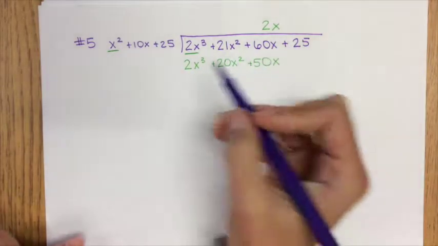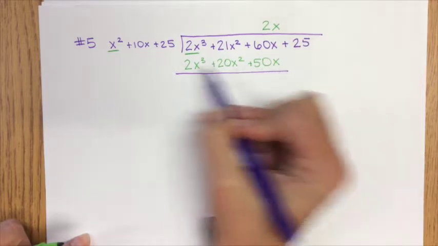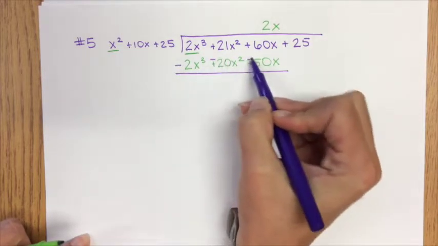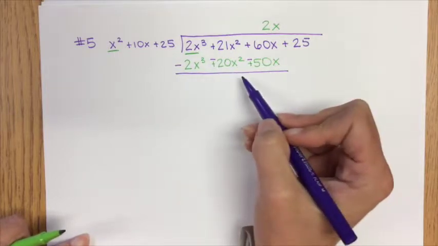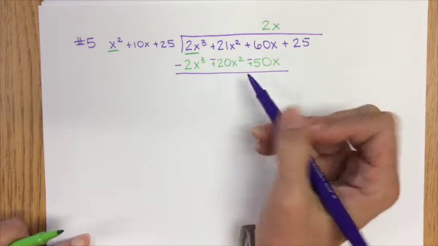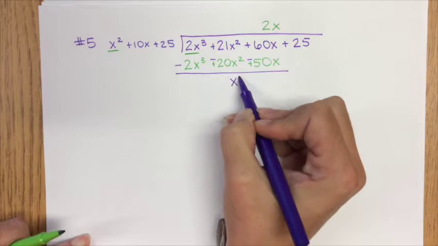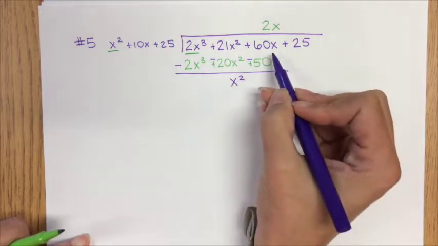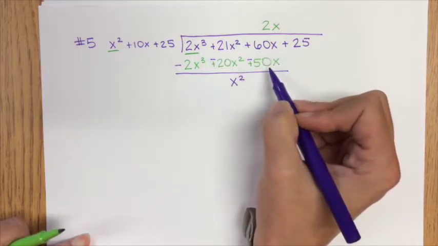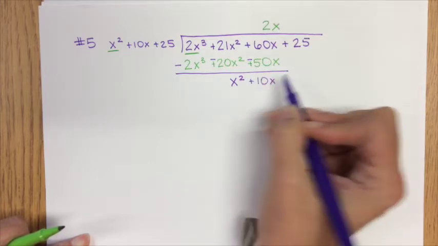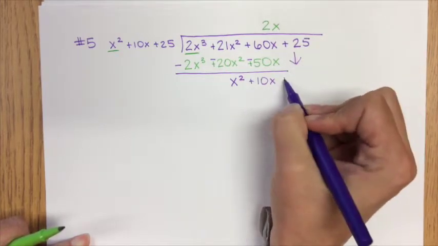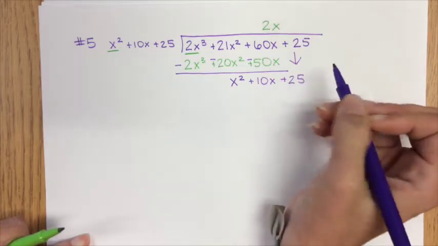Draw your line and change your sign. And add down. First column should clear out. Second column, positive 21 minus 20 is 1x squared. 60 minus 50 is plus 10x. Bring this last number down, plus 25.